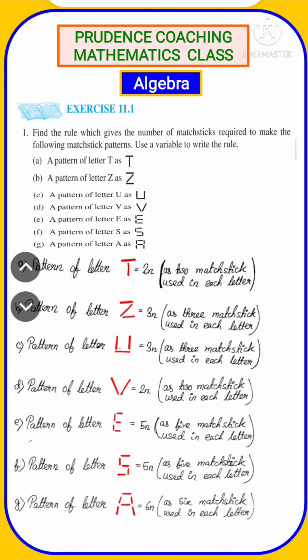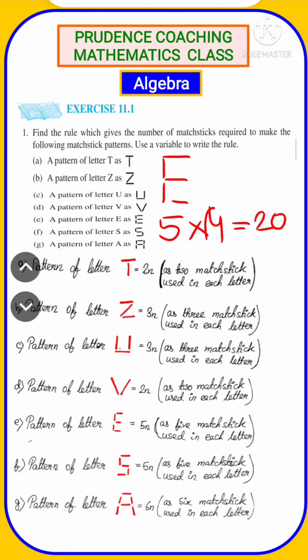Next one is E. For forming a single E, as you can see, we need 5 mastics. Now if we make 2 E's, then you will get 5 into 2, 10 mastics are required. Now if we make 3 E's, so 5 into 3, 15 mastics will be required.